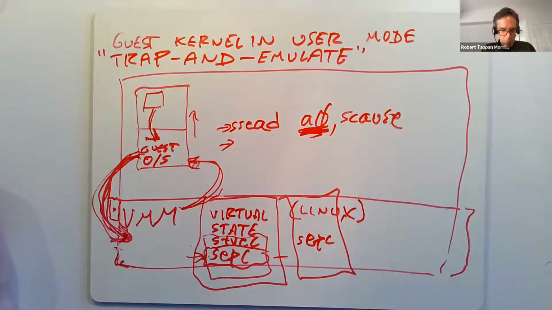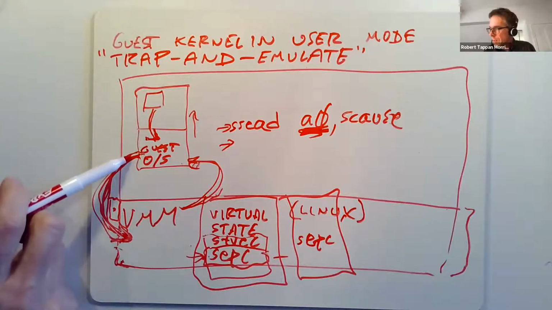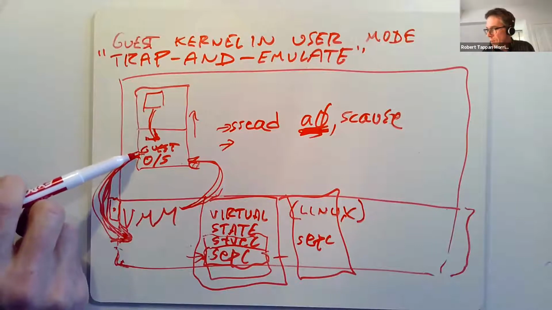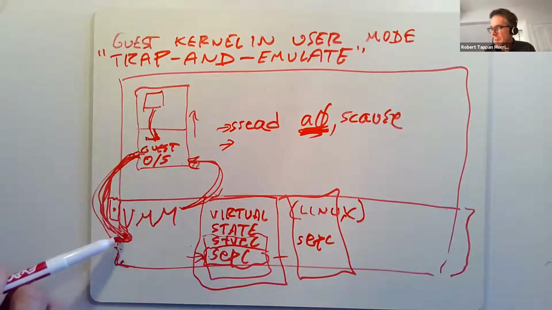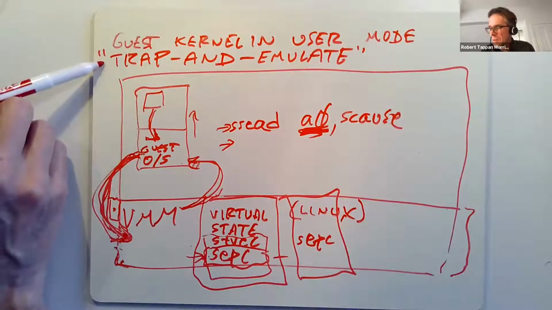Okay. So the name for this style of virtual machine implementation, in which the guest runs at user level and therefore traps whenever it tries to do anything privileged, and the VMM can emulate the privileged instruction, is trap and emulate.